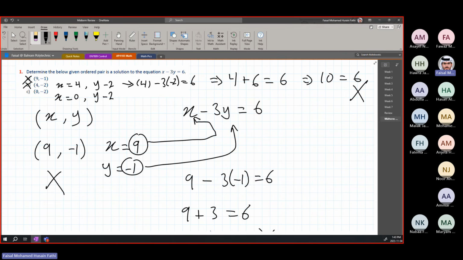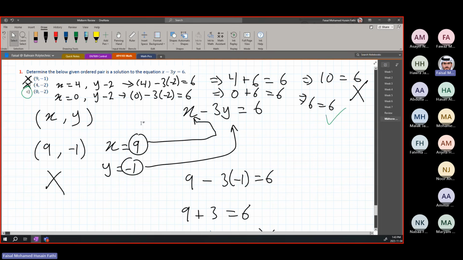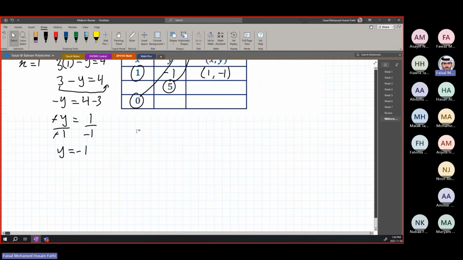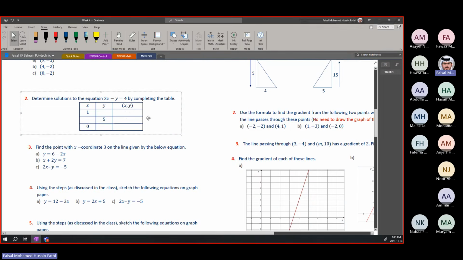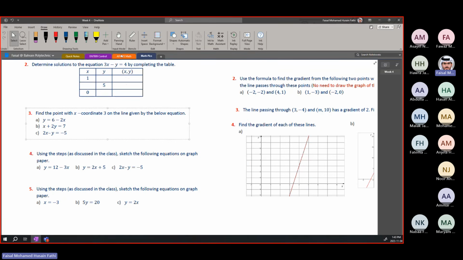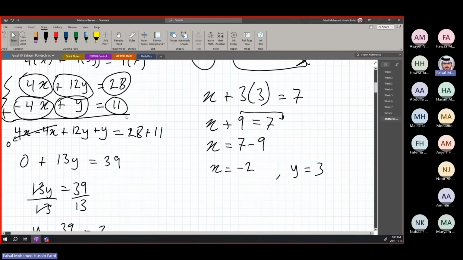If we do part C, 0 minus 3y, which is minus 2, substitution is equal to 6, implies 0 minus and minus is plus, so plus 6 equals 6. So is 6 equal to 6? Yes. So this is correct. Yes, correct. So C is the ordered pair solution between all of these. All right? That's how we find the solution, which one is correct. Now, moving on, just very quickly, this is all very, very straightforward.